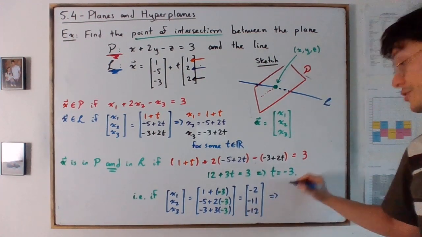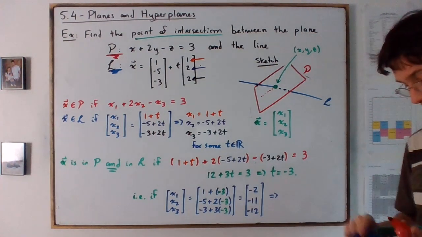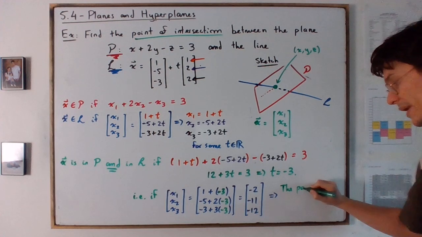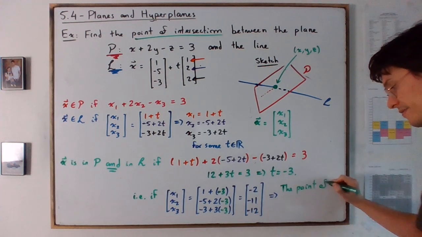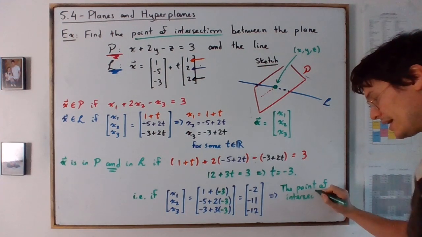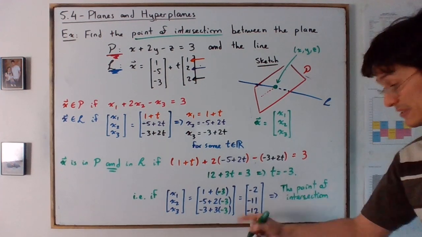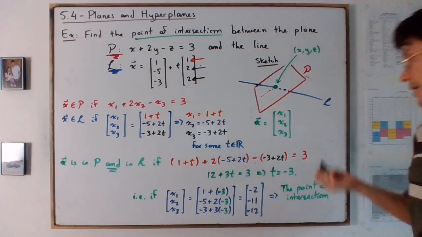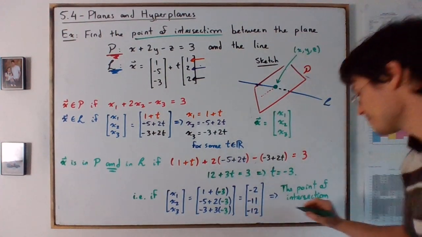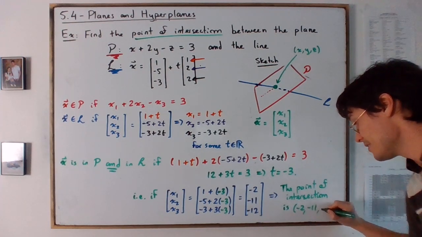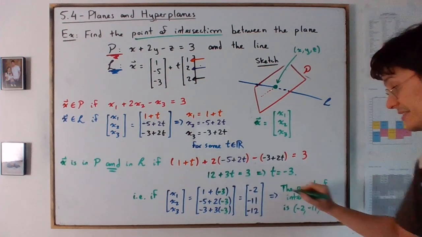Which means that the point of intersection... now keep in mind that this is a position vector on the line, but this is also a point in R3. So it will be negative 2, negative 11, negative 12. And this is what we wanted.